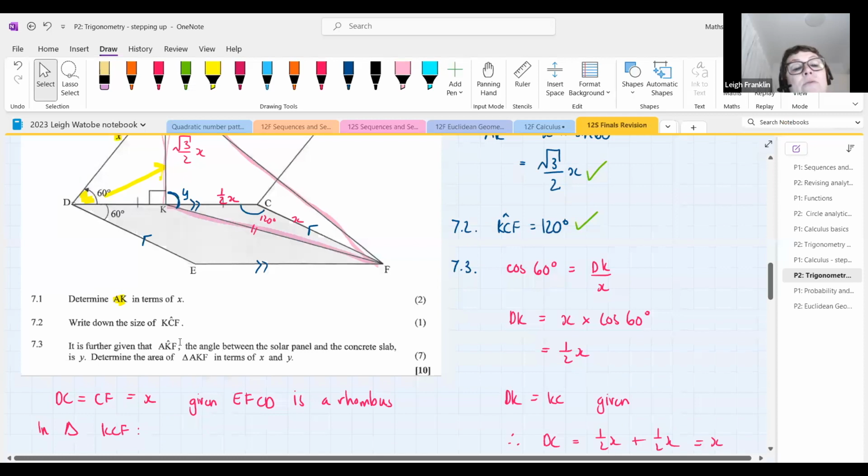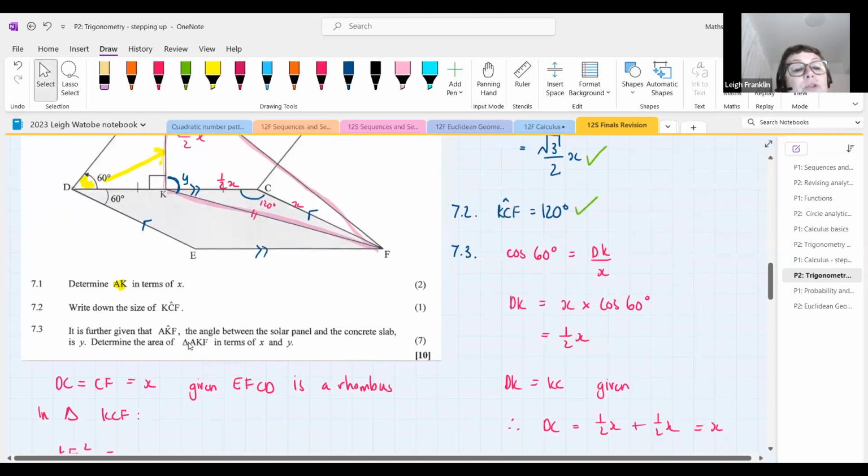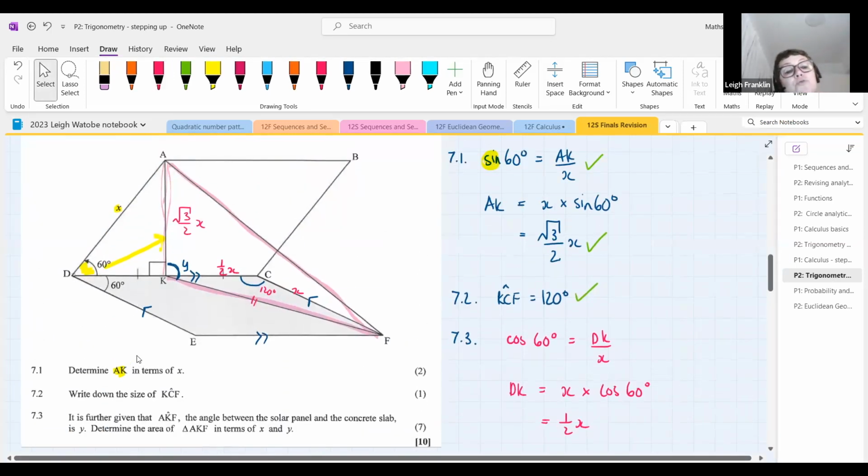It's a side angle side situation. So we can say that KF squared is equal to half X squared plus X squared minus 2 times half X times X times cos 120. So I'm doing the cos rule in triangle KCF. Is everybody happy with that?